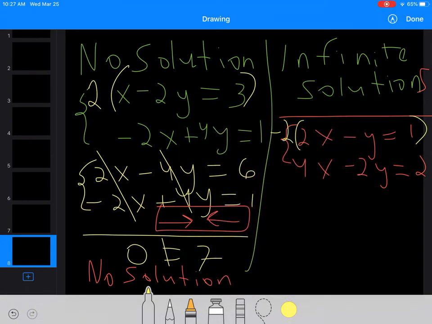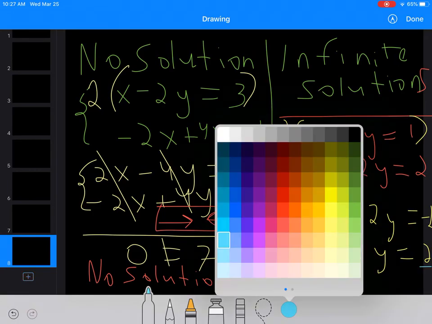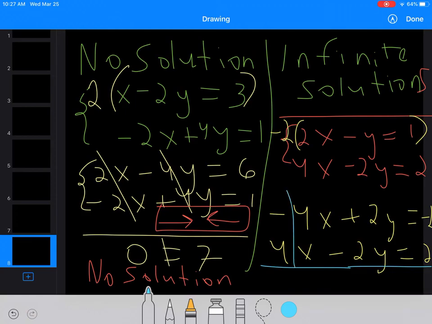And change that up a little bit. So if I multiply the top equation by negative 2, I'll get negative 4x plus 2y equals negative 2. And the bottom equation would stay the same. So 4x minus 2y, and that's going to equal 2. So let's add these up and see what we get. That cancels, and that cancels. Wow. All right, so I have 0 equals 0.